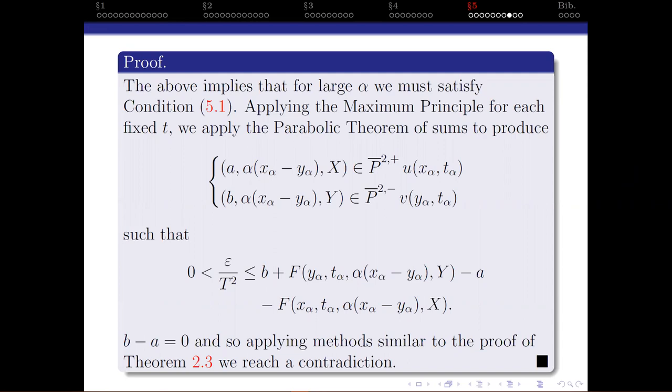Everything else behaves almost exactly like what we had before. So we apply the same sorts of arguments, bounding the difference above by theta, and then simply let alpha go to infinity to show that we arrive at a contradiction in exactly the same way as before.